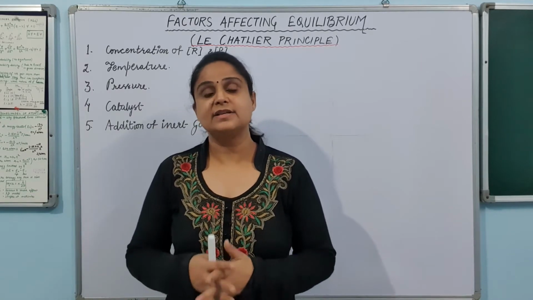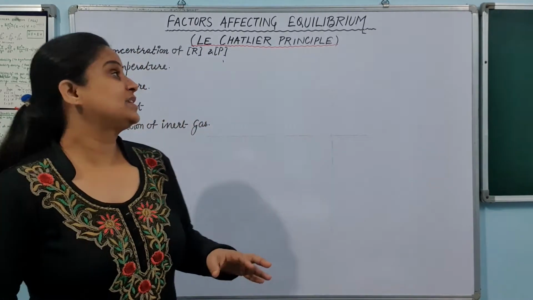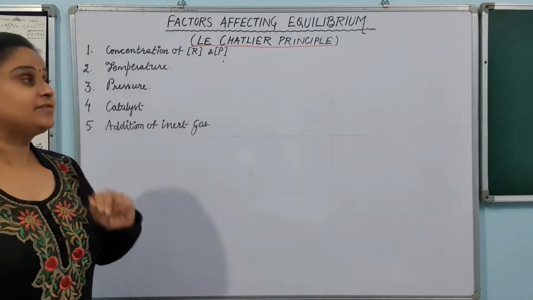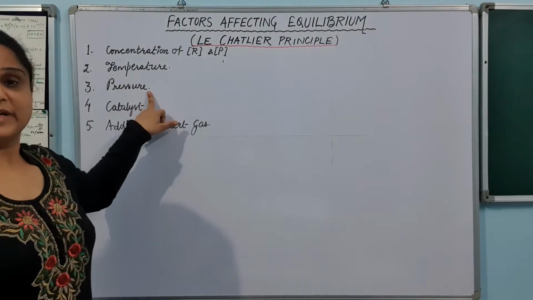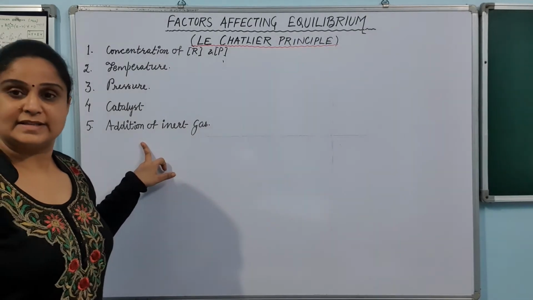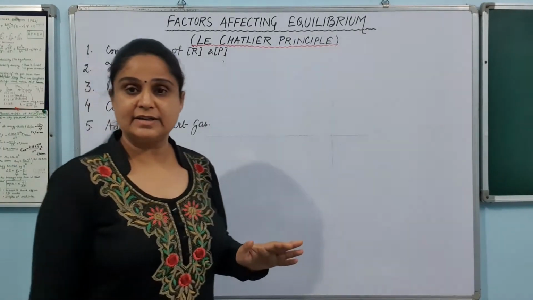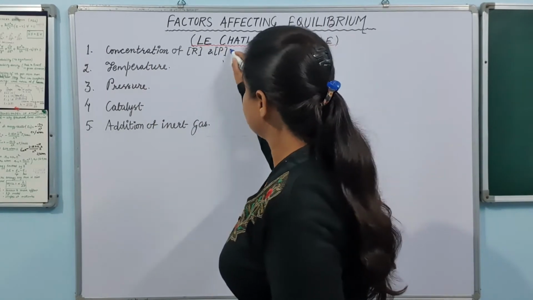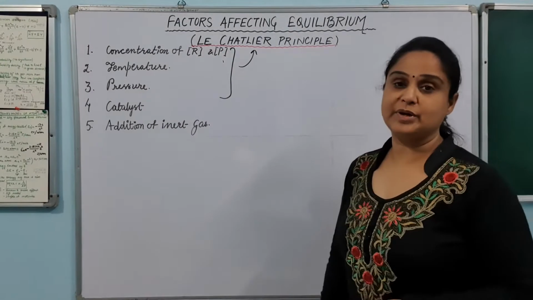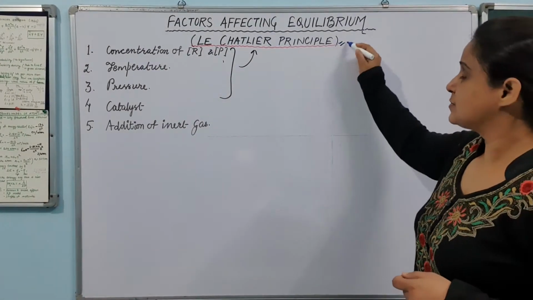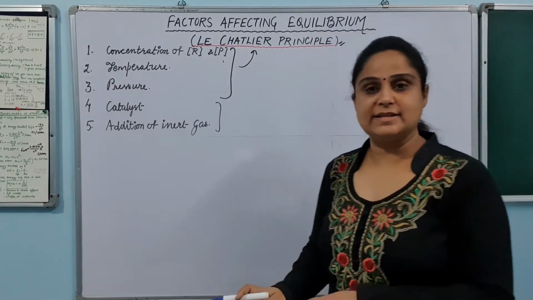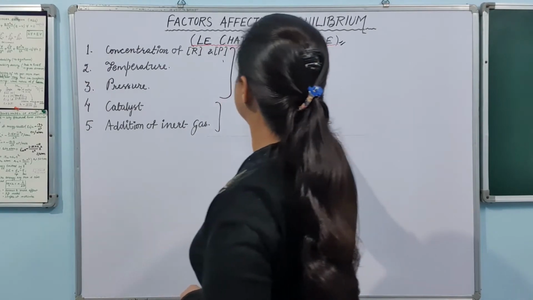And what are these factors? Basically we will discuss these 5 factors. The first factor is concentration of reactant and product. Second factor is temperature. Third is pressure. Fourth is catalyst, and fifth one is addition of inert gases. So one by one I am taking all the factors. These first 3 factors we will understand under Le Chatelier's principle, because this principle talks only about these 3 factors. These two we will be discussing in a separate way. So let's start with Le Chatelier's principle.